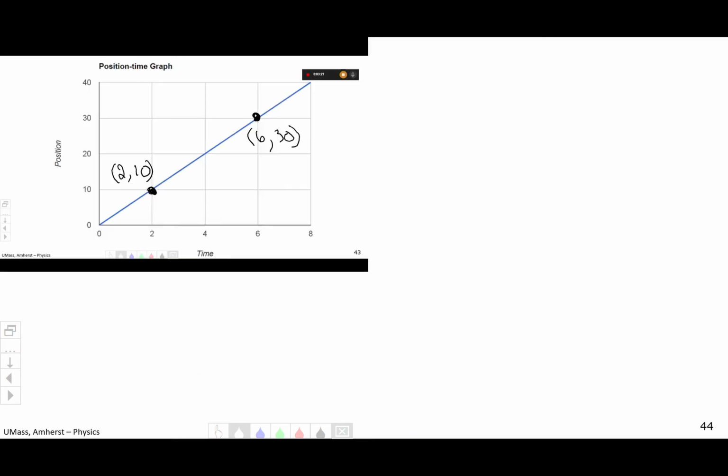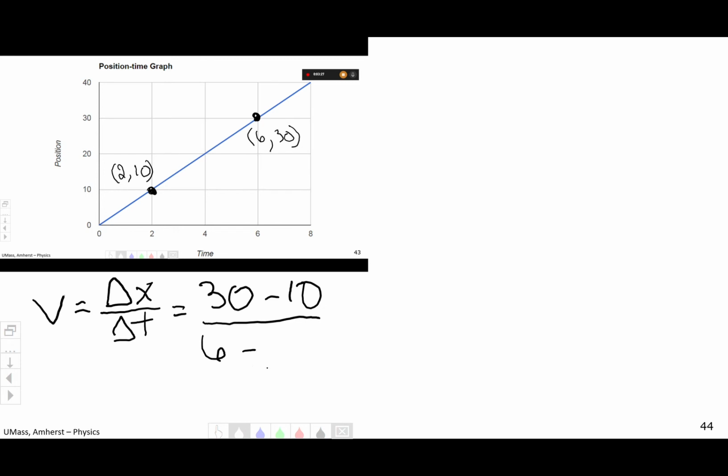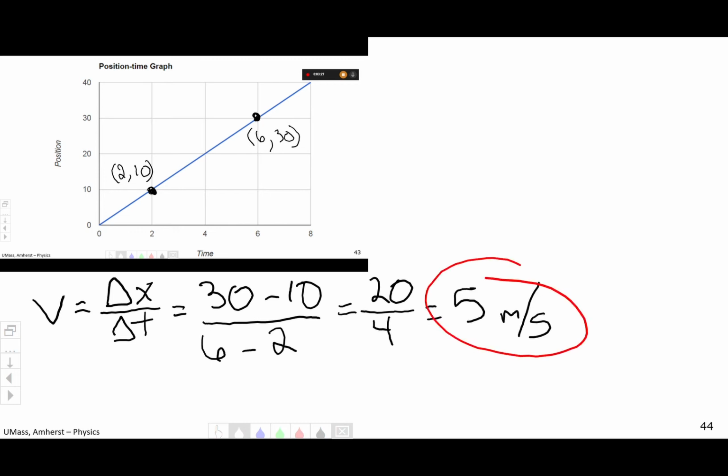Let's calculate the slope here. We know velocity is change in position over change in time. So our position final is 30 minus our position initial of 10, over our final time 6 minus our initial time 2, giving us 30 minus 10 is 20, over 6 minus 2 is 4, or 5 meters per second. So from this graph, we were able to determine the speed of the object in that interval of time.